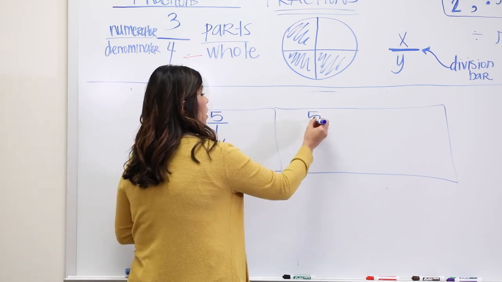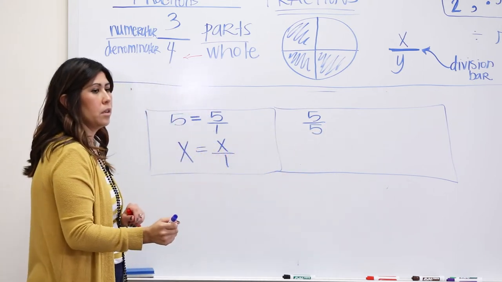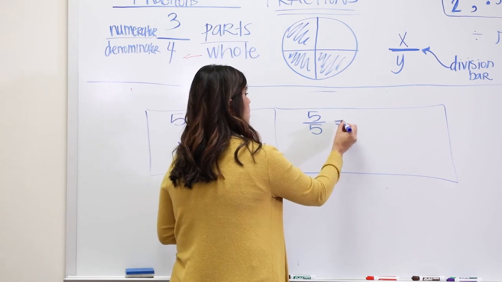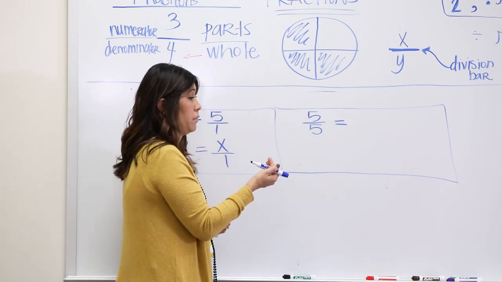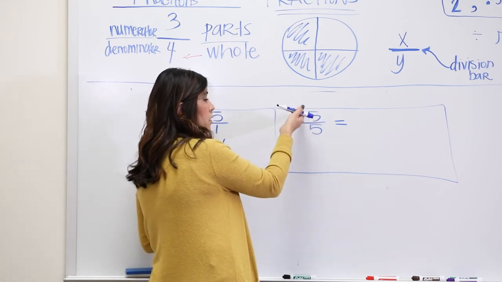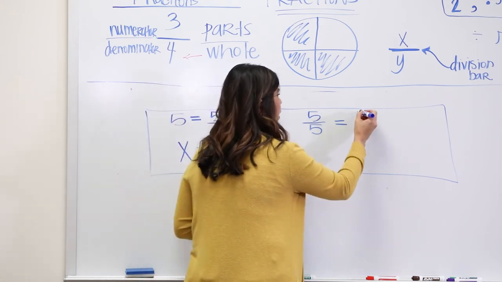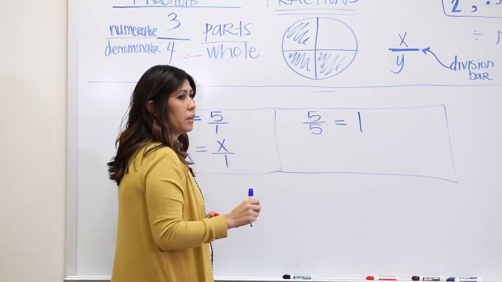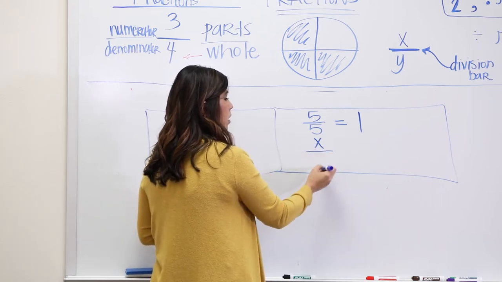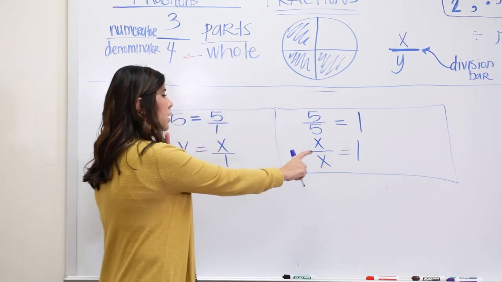On the flip side of that, if you have any number over itself, what is that? Yeah, it's a 1, because mathematically, 5 divided by 5, right? Or you had 5 pieces of pizza and you ate 5 pieces of pizza. You ate the whole thing, okay? Again, any number over itself is just a 1.